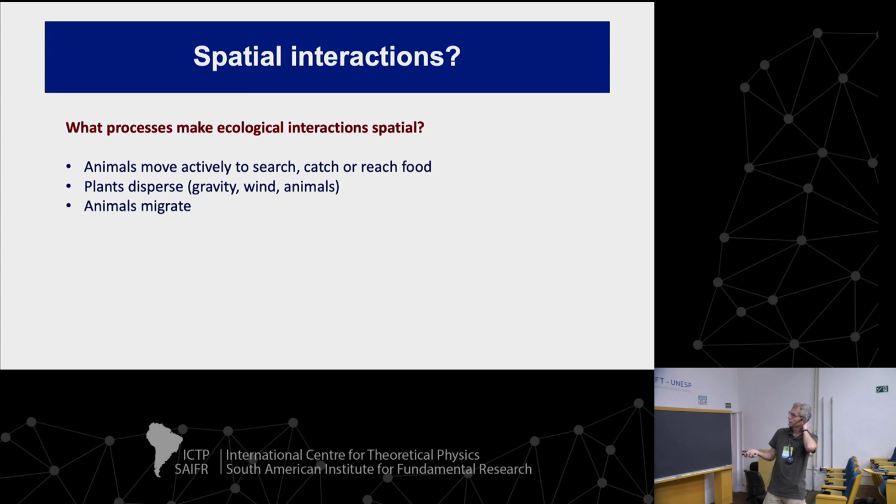Plants disperse, but animals migrate. There you have these famous migrations on the Serengeti. It's not that they are at that moment searching. They just know, I want to go to the other side of the Serengeti, and they just go there. And then when they arrive, they start searching again. So basically that's just migration for a purpose.